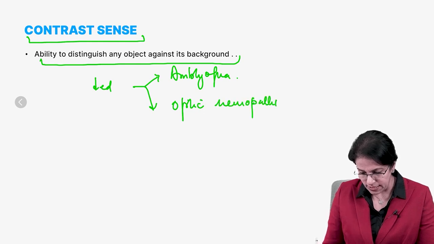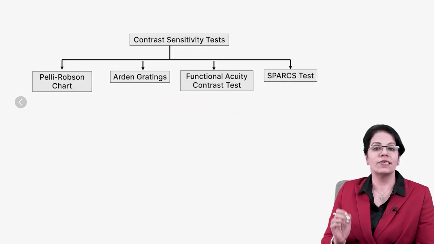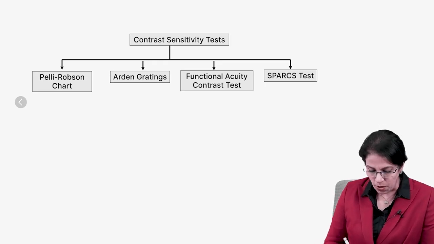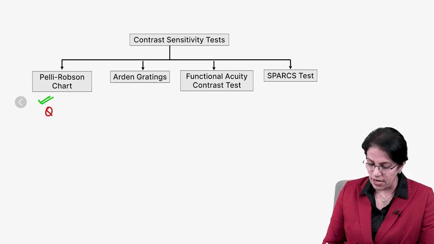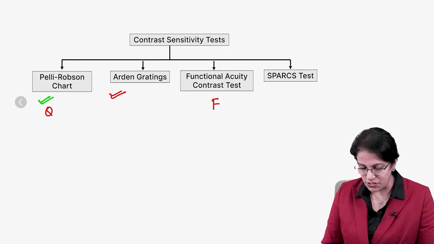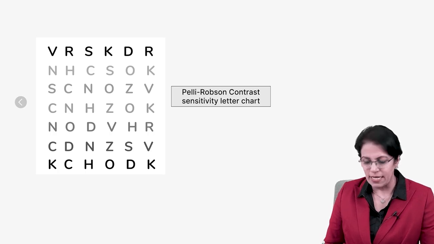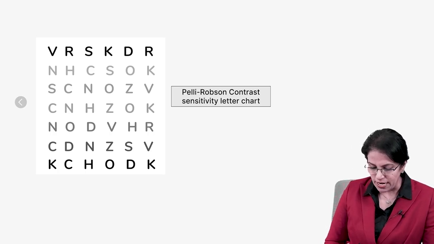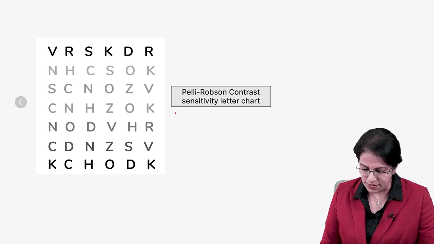So once you know what it is and which conditions can affect it, we talk about the tests of contrast sensitivity. Most commonly used, and which has been asked, is the Pelli-Robson chart. Then we have Arden gratings. What is the FACT test? This is the Functional Acuity Contrast Test. And Sparks test. So one by one. Pelli-Robson is just a letter chart like this, and if your contrast sensitivity is good, you will be able to read it nicely. So this is your Pelli-Robson contrast sensitivity chart.